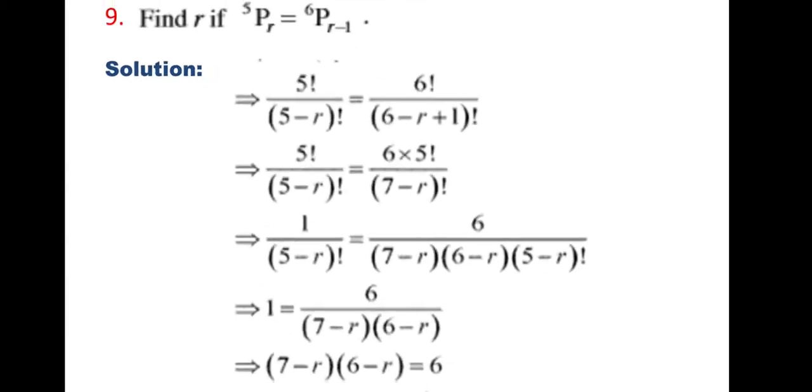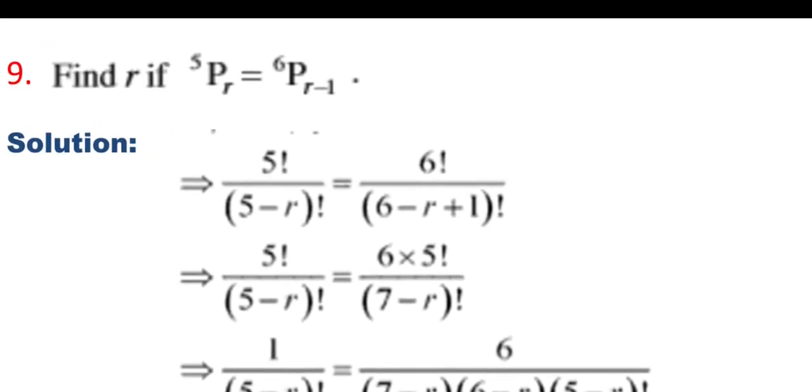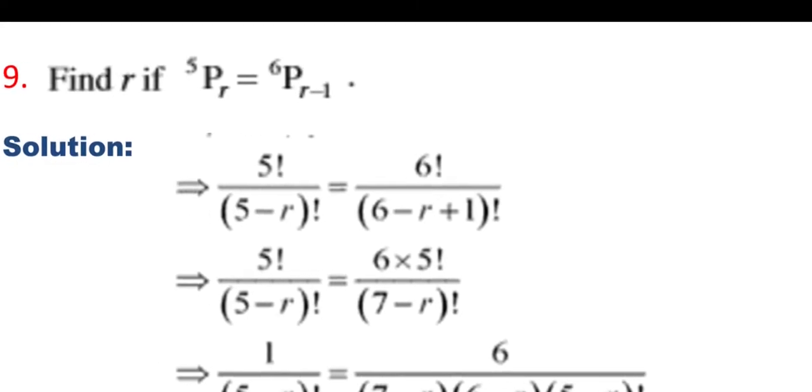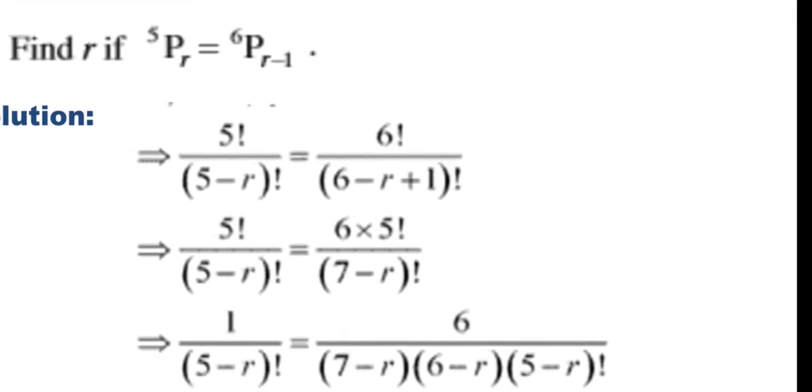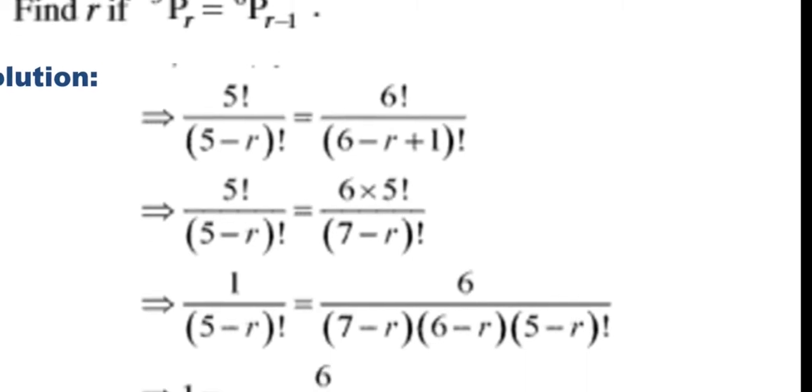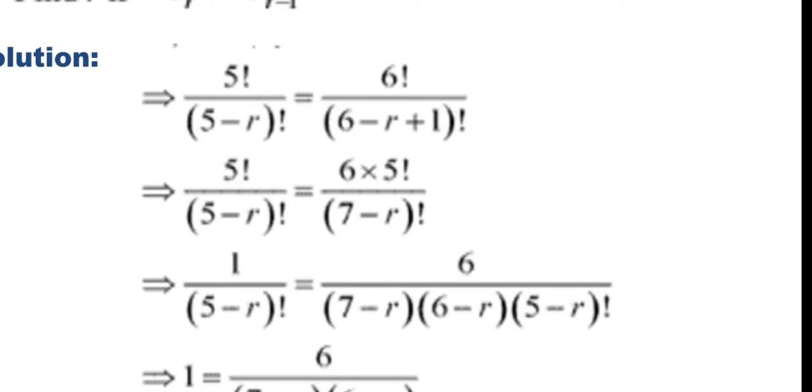Students, there is a question related to factorial. Find the value of r given that 5Pr equals 6P(r-1). Using the formula nPr = factorial n by factorial (n minus r), we get factorial 5 by factorial (5 minus r) equals factorial 6 by factorial (6 minus r plus 1). Breaking factorial 6 into 6 times factorial 5, this becomes factorial 5 divided by factorial (7 minus r).